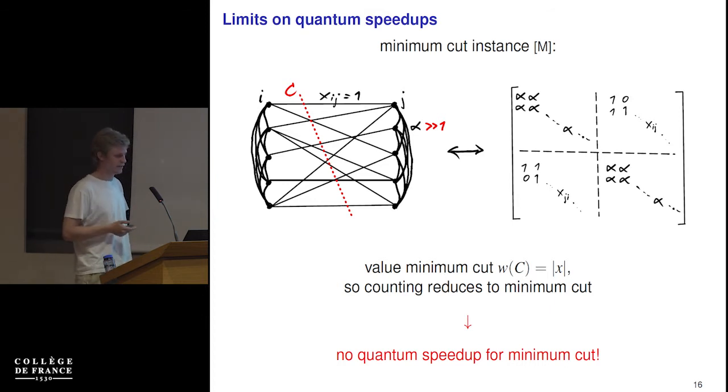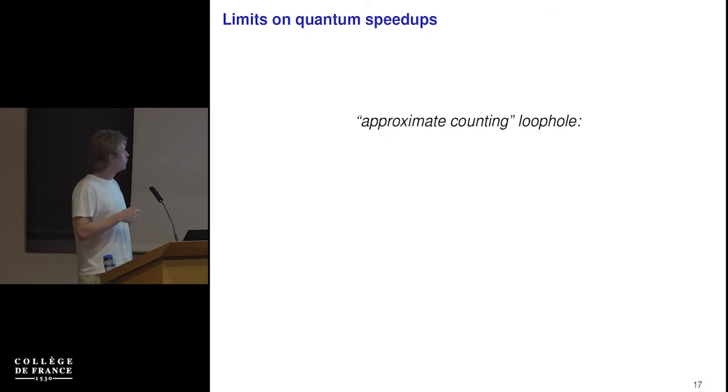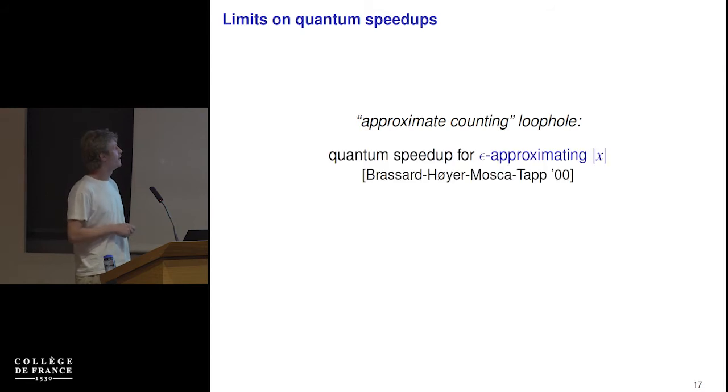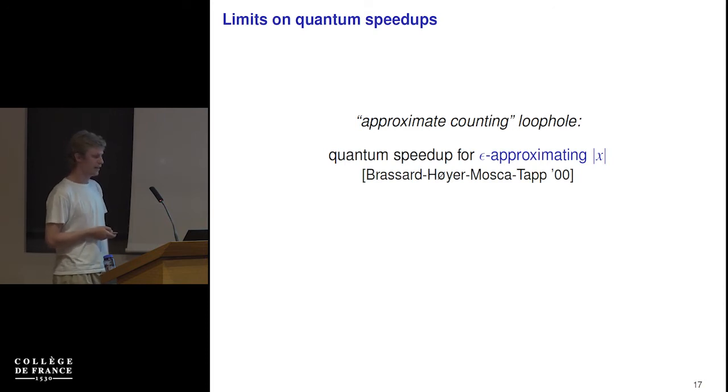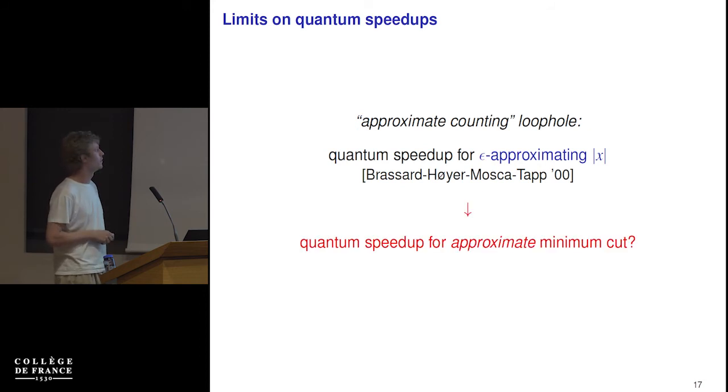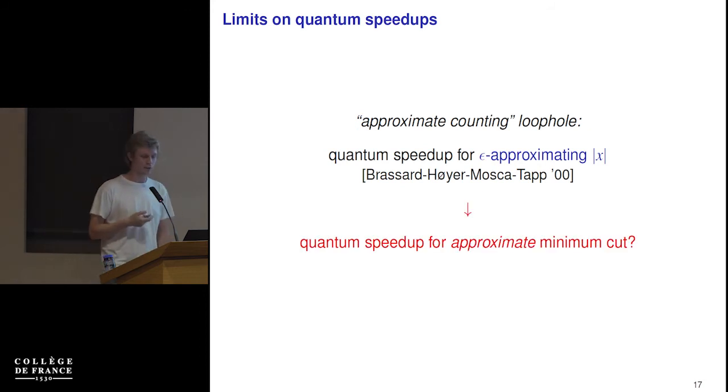Now here I'll show that the story is slightly more interesting. Namely, there's this one loophole which I just mentioned, which is that if we only want to epsilon approximate the Hamming weight of x, then we actually can get a quantum speedup. This is the quantum counting algorithm by Brassard, Hoyer, Mosca, and Tapp. And this provides a way of circumventing this counting lower bound. So it raises the question, can we get a quantum speedup for approximate minimum cut rather than exact minimum cut?